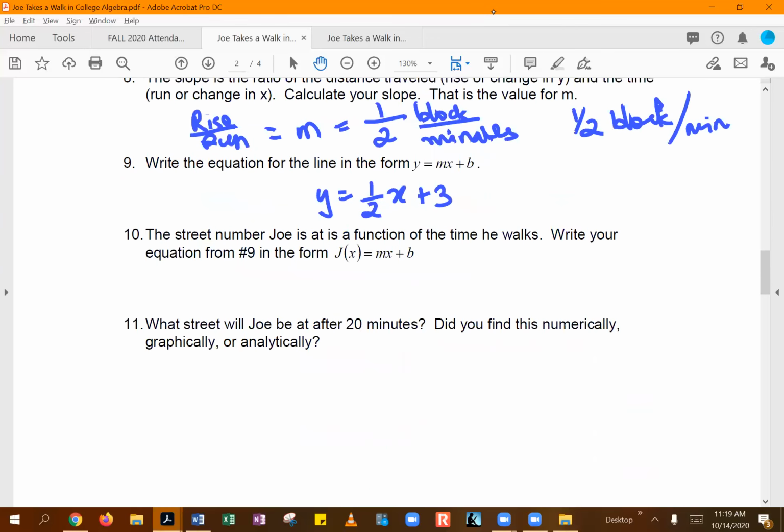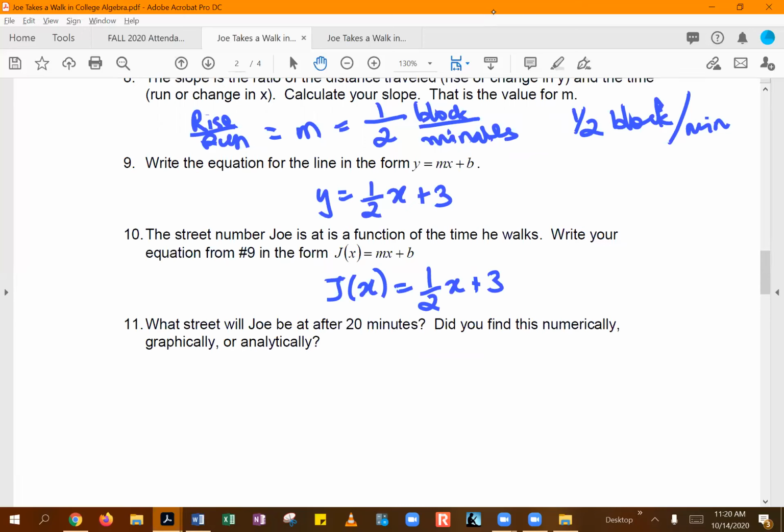So now they are saying the street number Joe is at is going to be a function of the time it takes him to walk. So the x here represents your time, and the y will represent which street we would expect him to be at. They are saying write your equation in the form j of x equals mx plus b. Honestly, all you are doing is replacing that y with j of x, and of course we're using j because we're calling him Joe. So as a function, you're just rewriting this as j of x equals 1/2 x plus 3.